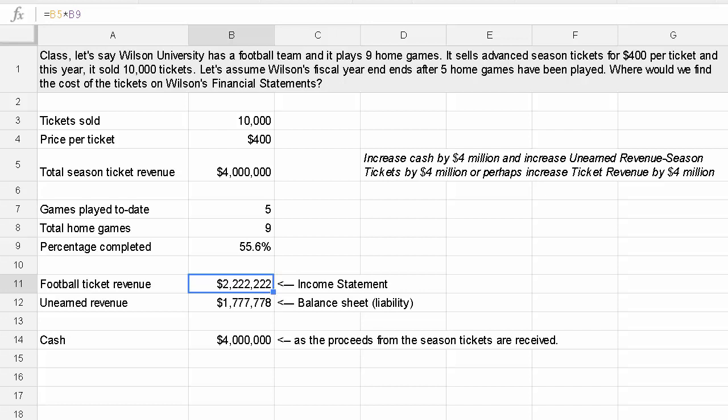So in other words, whether they increase unearned revenue season tickets by $4 million as they collect the cash, or whether they use a ticket revenue account, an actual income statement account, an adjustment needs to be made before the fiscal year ends and before the financial statements are issued, so that it correctly shows the amount of ticket revenue that was earned and that correctly shows the amount of unearned revenue that will appear on the balance sheet. Okay, I hope that was helpful.